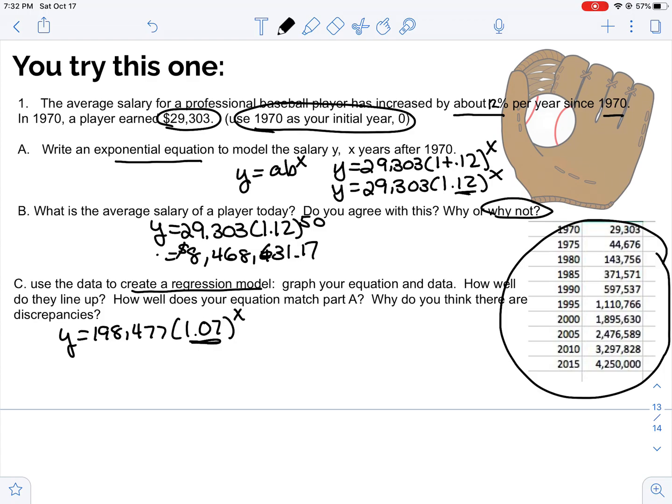Okay, so that hopefully explains how to do regression and how we're looking at exponential models as well as making some comparisons. So that is it for this video.